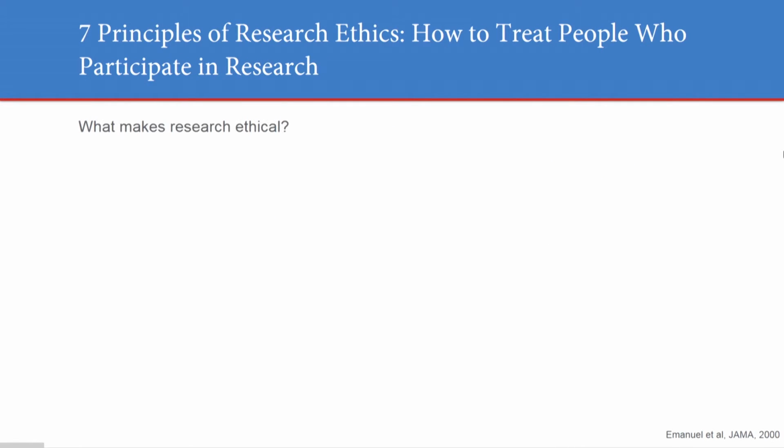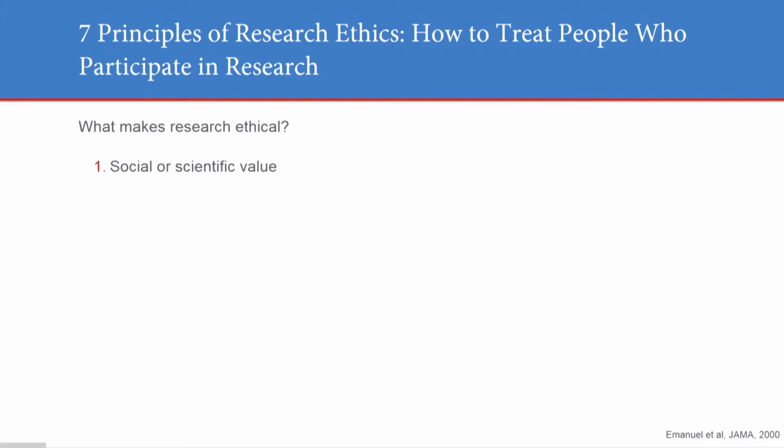We'd like to focus on the 7 principles of research ethics as taken by Dr. Emanuel in the JAMA 2000 publication. This article synthesizes and summarizes previous rules and regulation, as well as subsequently influencing the framing of research ethics education since it was published. The authors use 7 categories or principles to define what makes research ethical and how participants should be treated. We will use the same outline to organize and guide this lecture.